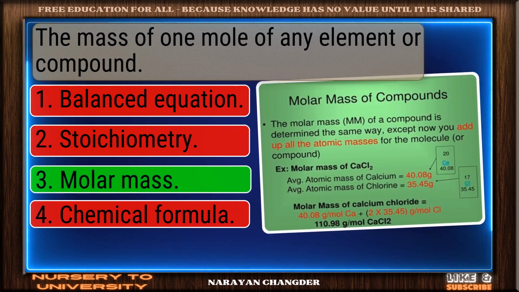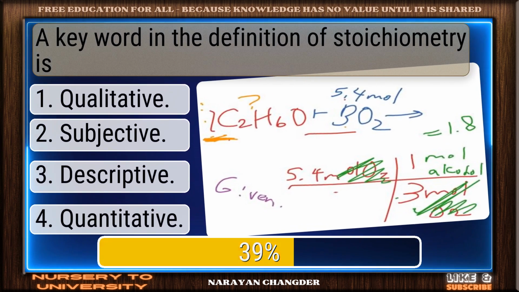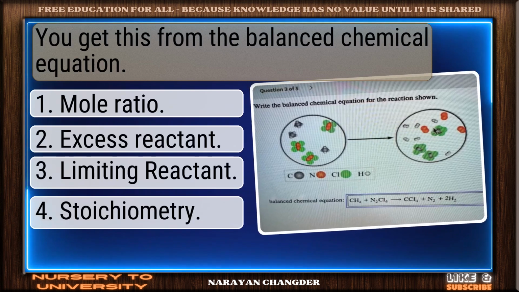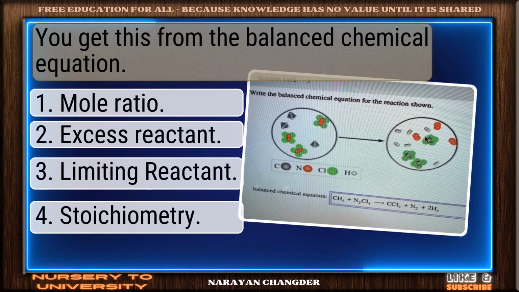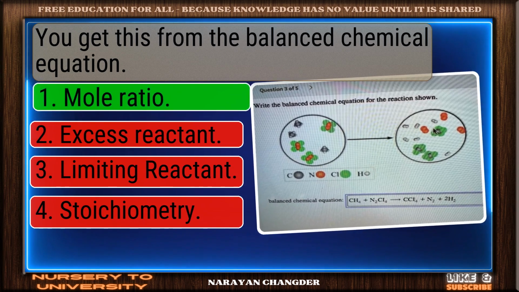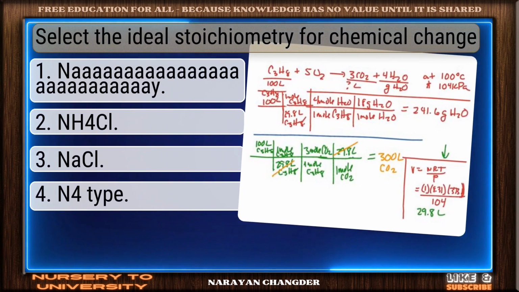Nicely done, molar mass. A key word in the definition of stoichiometry is... well-supported, quantitative. You get this from the balanced chemical equation. That's accurate, mole ratio. Select the ideal stoichiometry for chemical change.